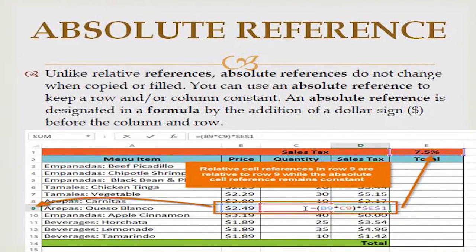C9 means quantity, how much quantity you are taking, bracket close, and into $E$1. That means we are using the dollar symbol here. When you are using the dollar symbol, it will indicate the absolute reference. The value will come automatically in the sales tax. In this way we can add the absolute reference. If you are using the dollar symbol in any function or in any Excel formulas, that will represent the absolute reference.